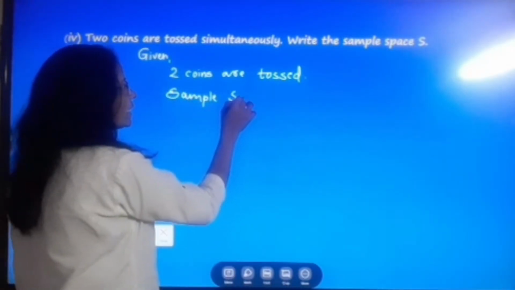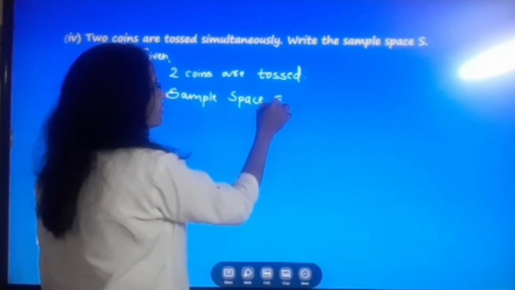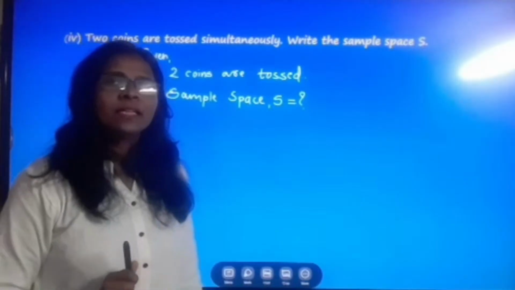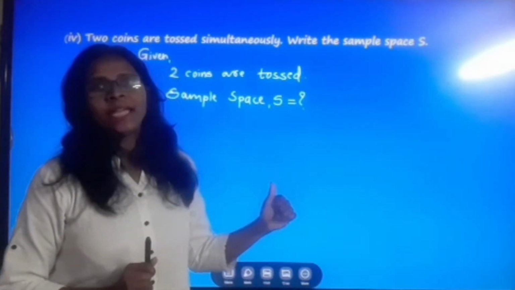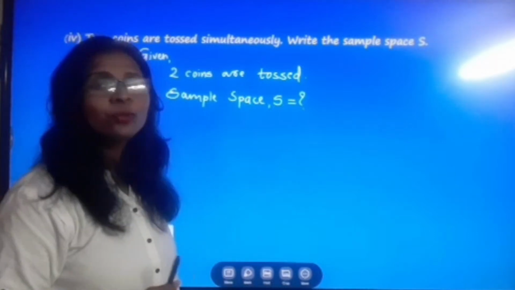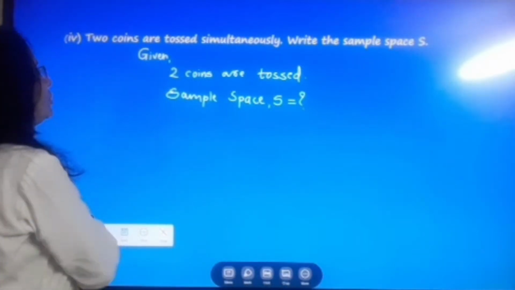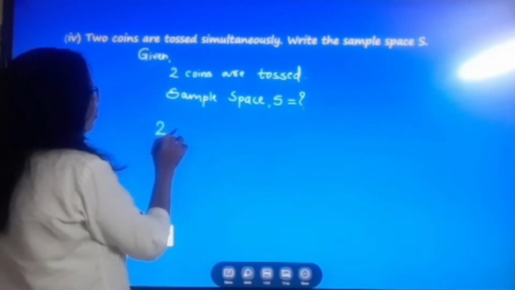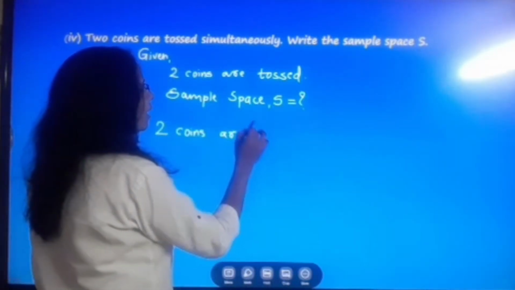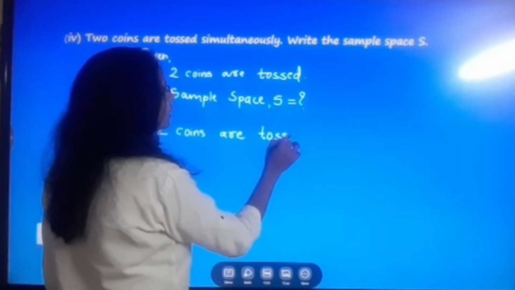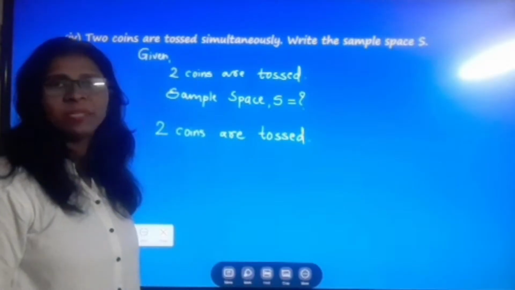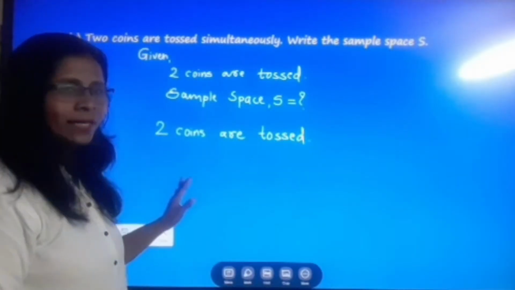Sample space S is equal to question mark, because the sample space is represented by the capital letter S. So now here students, first we write down the event, that is two coins are tossed. Now this is the experiment students. So two coins are tossed.